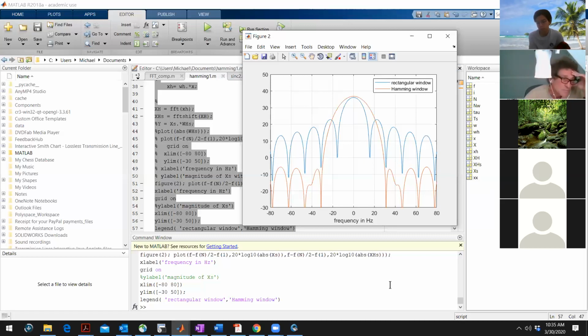Now, Dr. Baginski, for the Hamming window, is it always 0.54 minus 0.4? Like, is it always that? Absolutely. That's the distinction of a Hamming window. Okay, that makes sense. Thank you.